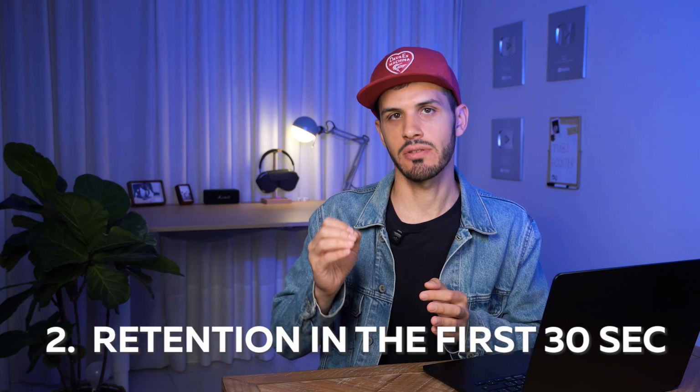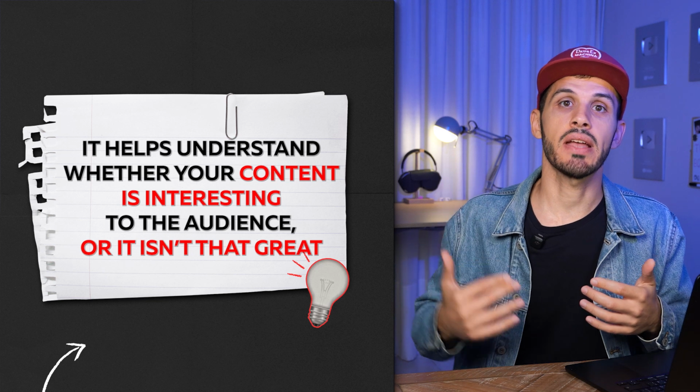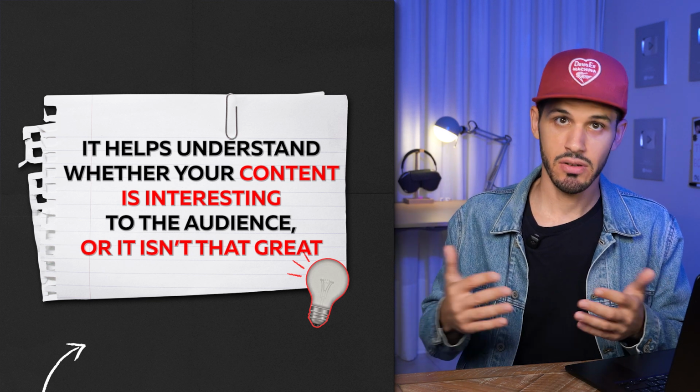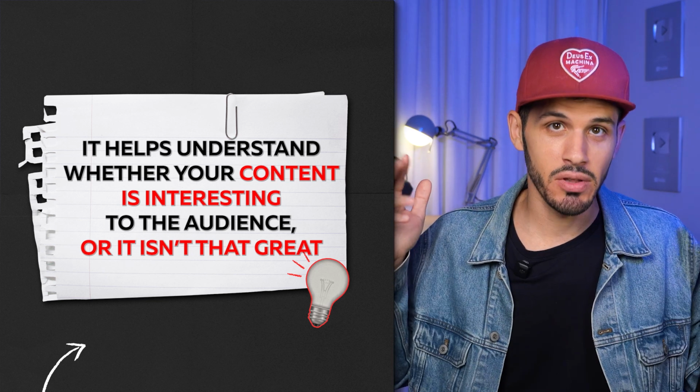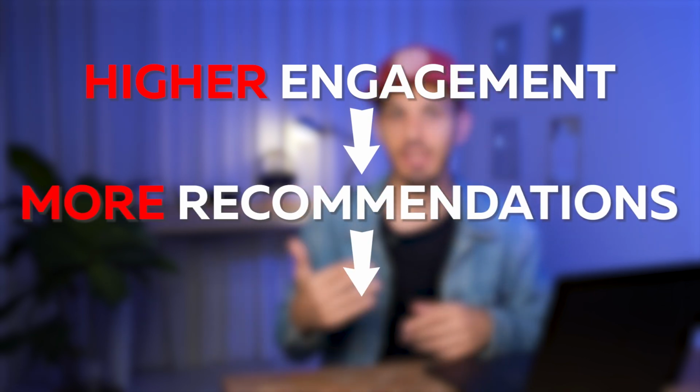Second, and super important, is the retention in the first 30 seconds. When viewers click on your thumbnail, they start watching your video. Some of them stay while others leave. YouTube algorithms pay attention to how many people stay and watch your video in the first 30 seconds. This is a separate metric because it helps understand whether your content is interesting to the audience or if you just sold it well with the thumbnail, but the content isn't that great. The higher your engagement in the first 30 seconds, the more recommendations you'll get and, consequently, the more views.